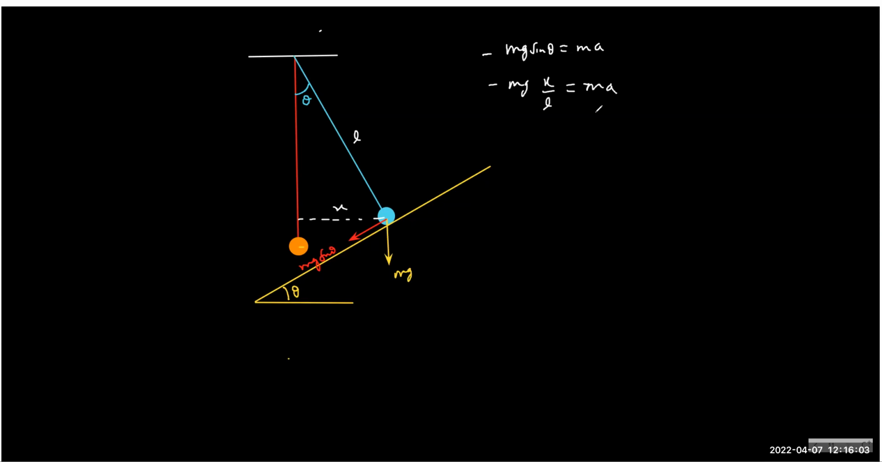So we are assuming that you are x distance away from the mean position, and of course this is happening at a small scale, so these diagrams are not accurate. So a turns out to be minus g by l times x, and you can see if you compare with omega square x, you get the same answer. Just a way of solving this question. We can also solve it by energy conservation.